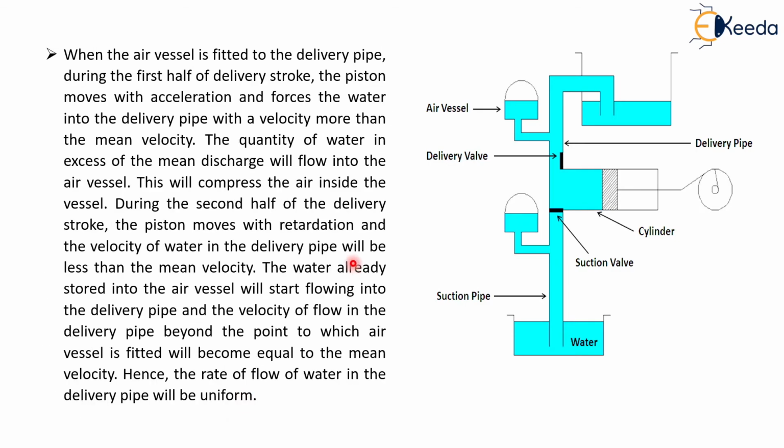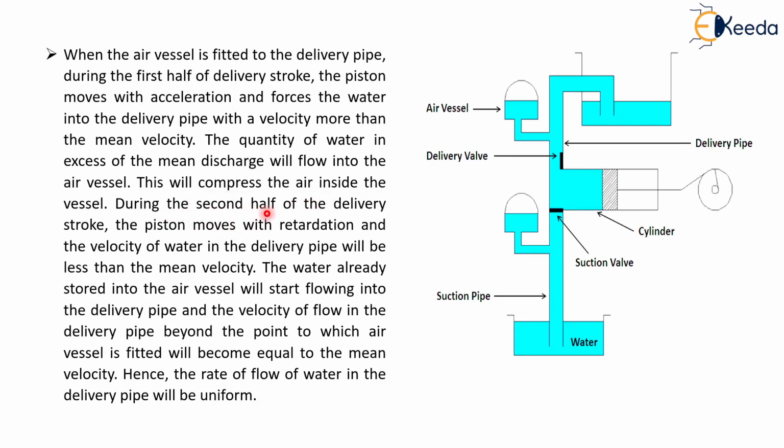Now let's see the air vessel working in delivery pipe. When the air vessel is fitted to the delivery pipe, during the first half of the delivery stroke, the piston moves with acceleration and forces the water into the delivery pipe with a higher velocity than the mean velocity. The quantity of water in excess of the mean discharge will flow into the air vessel. This will compress the air inside the vessel.